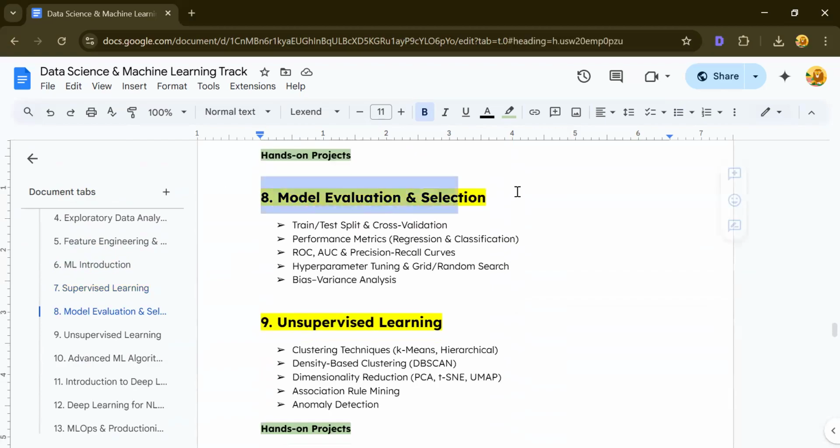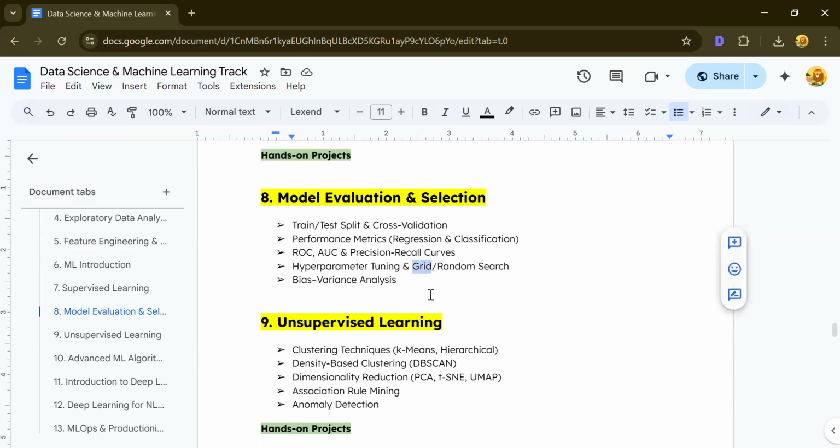And here the evaluation comes up: performance metrics, hyperparameter tuning, grid search and random search, and when to choose what, the nuances of that, when grid is better, when random search is better. We will analyze in a deeper sense, like from the business perspective, right?